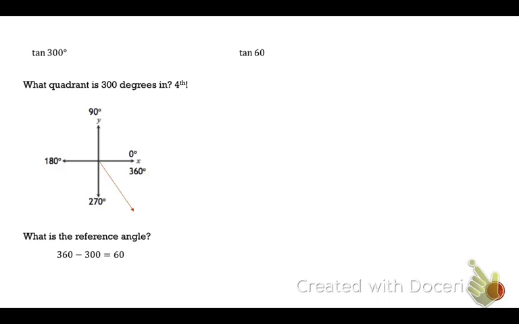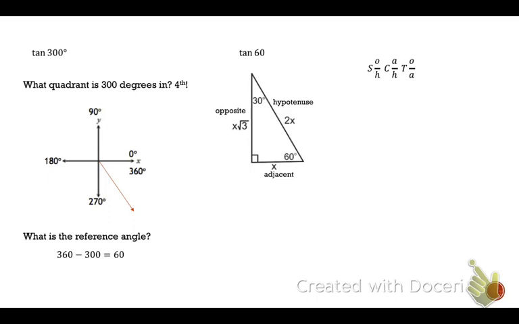Again, I'm going to use the 30-60-90 triangle, but now I'm using 60 degrees, so I can label those sides. x square root of 3 is the opposite, x is the adjacent, 2x is the hypotenuse. So tangent of 60 is opposite over adjacent, where the opposite side is x square root of 3 and the adjacent side is x. Those x's cancel, and I'm just left with the square root of 3.